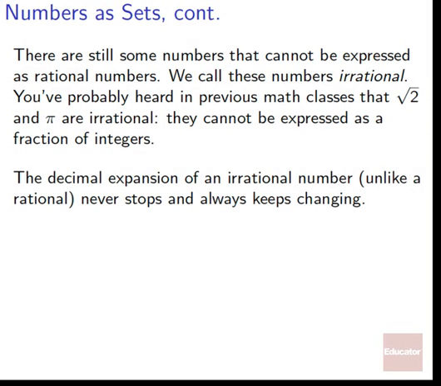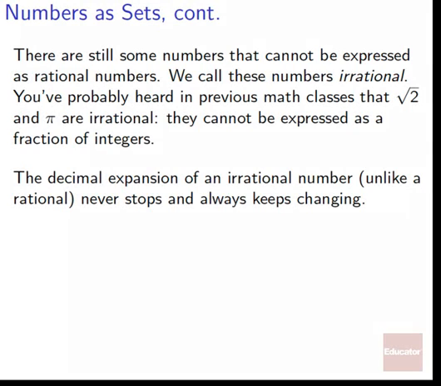You've probably also heard that root 2 is also not a rational number. These turn out to be true. We can't express them as rational numbers. We can't express them as a fraction of integers. The decimal expansion of an irrational number, unlike a rational, never stops and it always keeps changing. They're these sort of shifting, mixed up numbers that just always keep doing interesting things. They keep us on our toes, unlike the rational numbers.